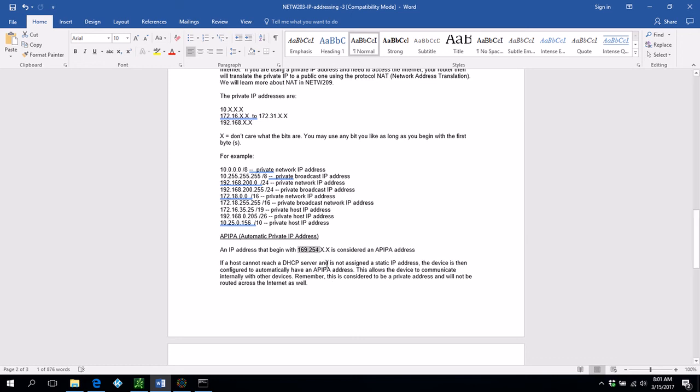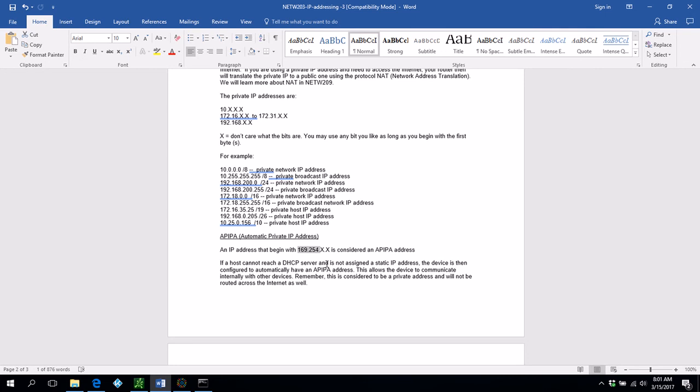Remember, the APIPA cannot be assigned to a host either, right? And it is not routable as well. That's why we call it a private IP address. In some cases, the device might not even give an IP address. You get all zeros. So not all operating systems assign APIPA when they cannot find a DHCP server or cannot find a static address that is assigned.